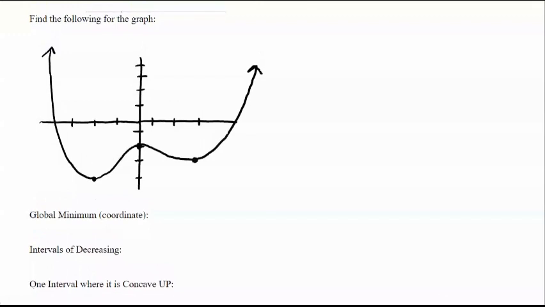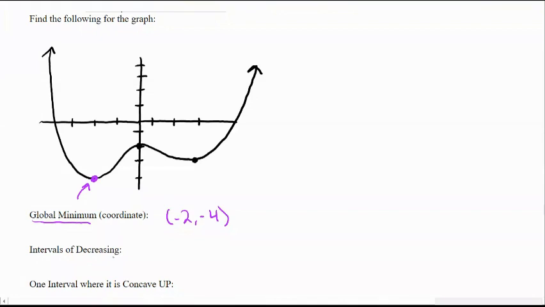So the first thing here that we're talking about is the global minimum. The global minimum means it's the lowest value, the lowest y value on the entire graph. So this point right here is a minimum, but it's not the global minimum because there's a point that is lower than it. And so in this case here, this is my global minimum. And the way that I can write that would be (-2, -4), because that is the coordinate or the point where it is the lowest on our graph.